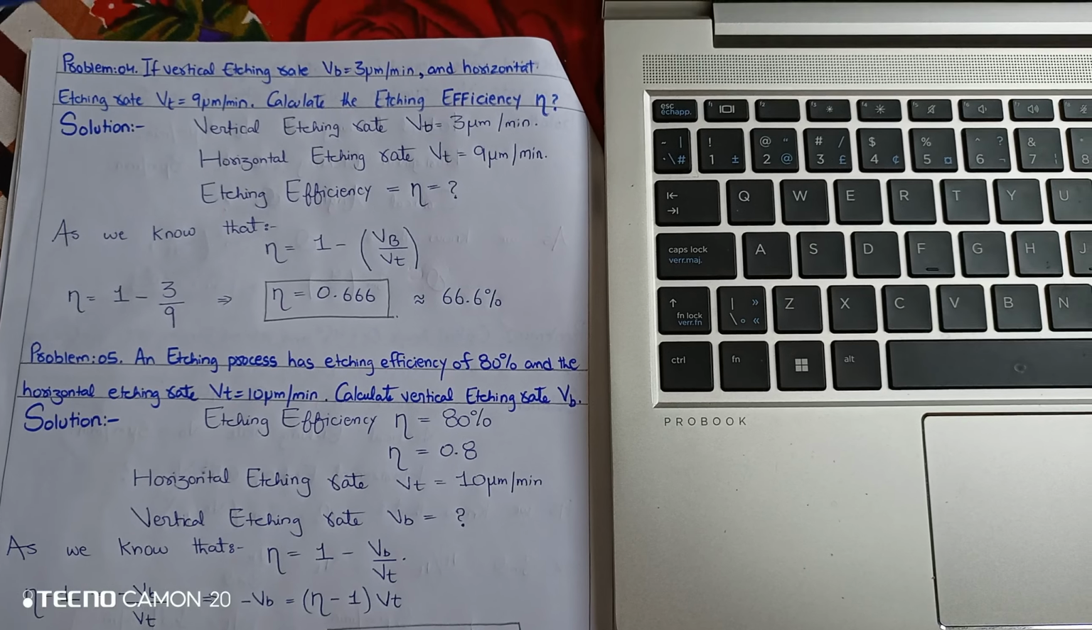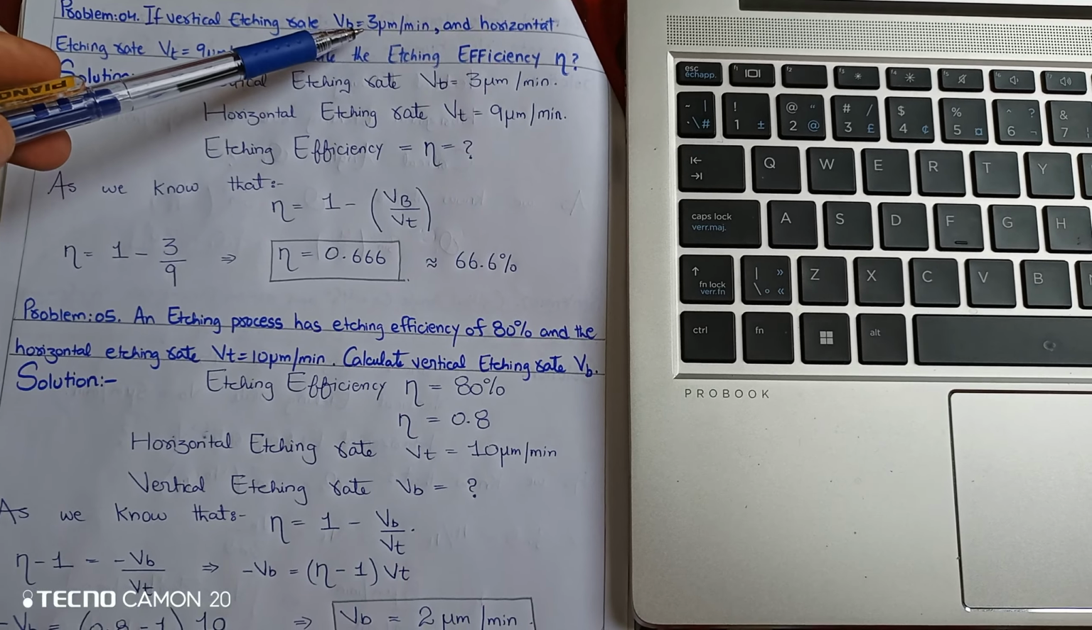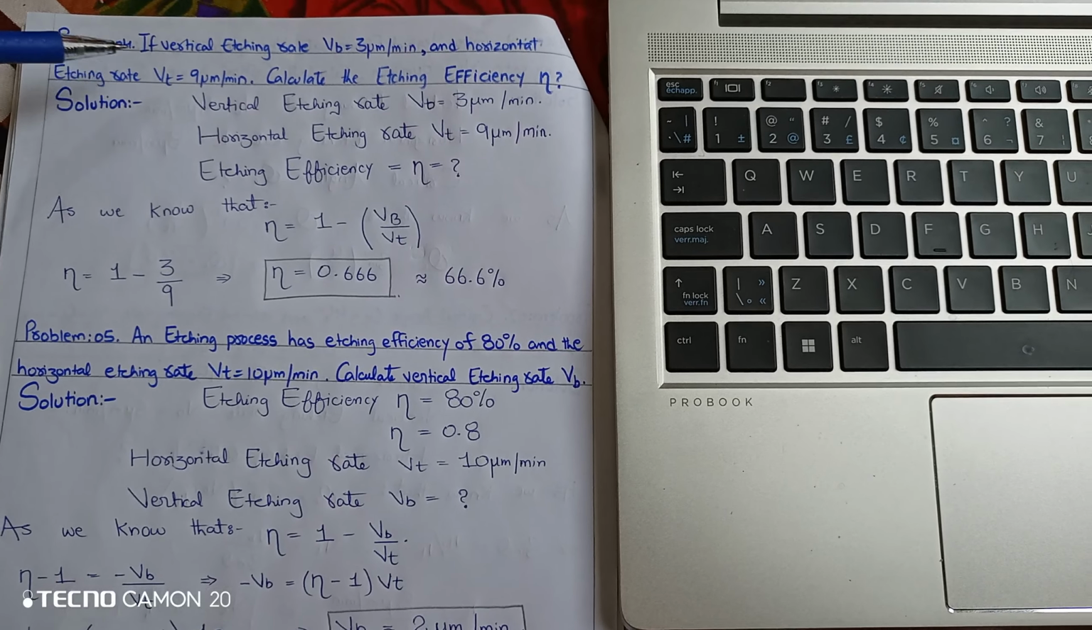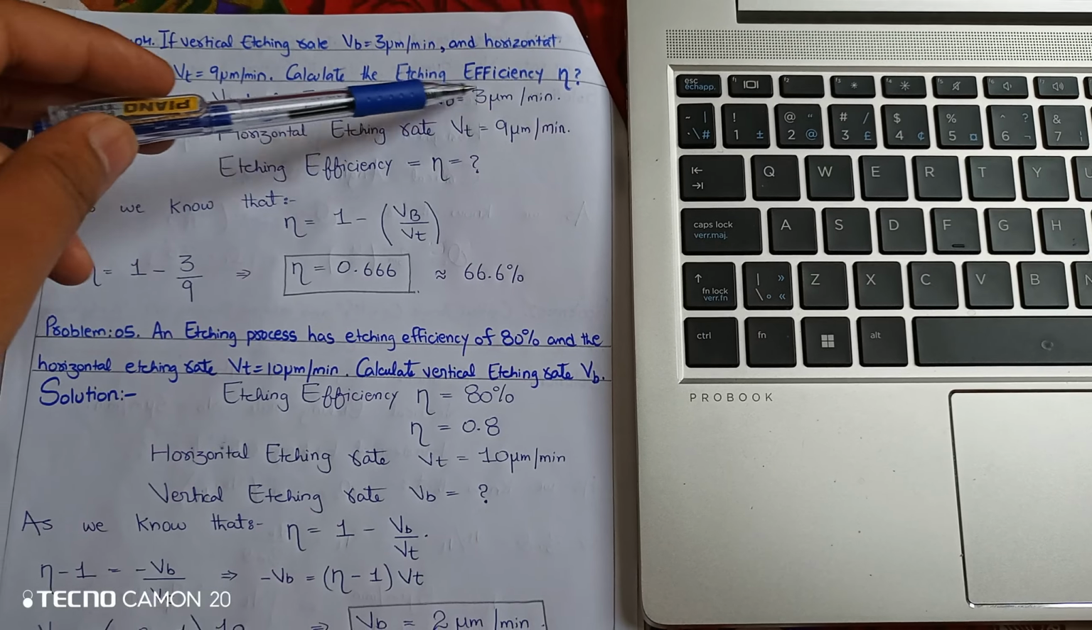Our fourth problem is: if the vertical etching rate VB equals 3 micrometer per minute and the horizontal etching rate is 9 micrometer per minute, what do you have to calculate? What is the etching efficiency eta?